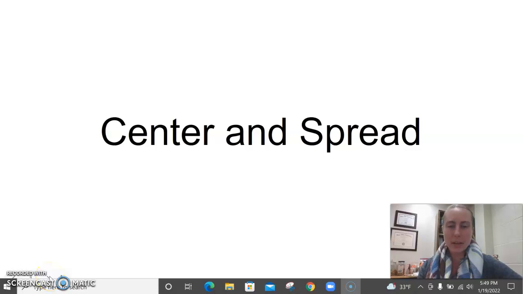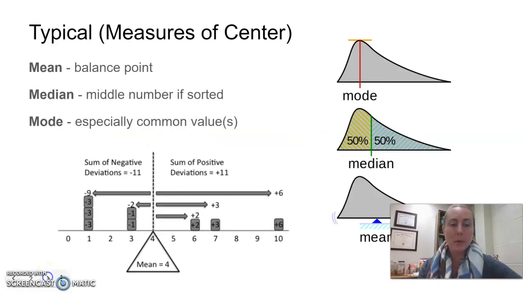All right, in this video, we're going to talk about center and spread. Typical measures of center are mean, median, and mode. The mean is known as the balancing point. So the mean is not resistant to outliers.